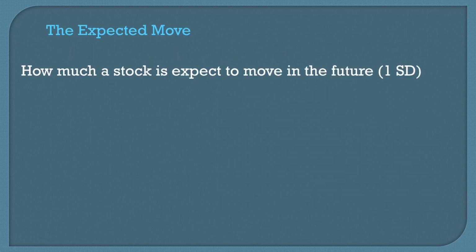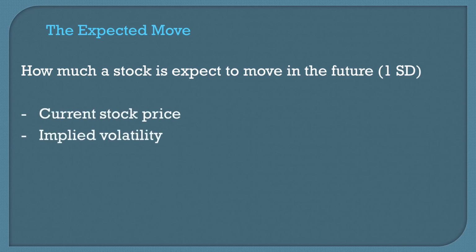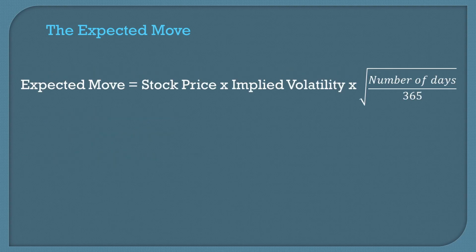The expected move. This is how much a stock is expected to move in the future, and it is based on one standard deviation. To calculate the expected move, you need three pieces of information: the current stock price, the implied volatility, and the number of days you are looking at.